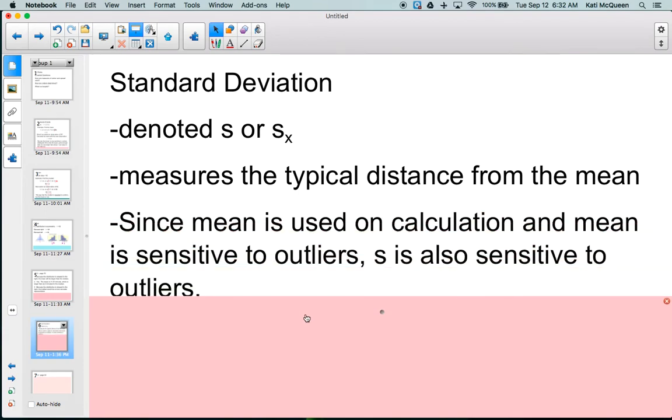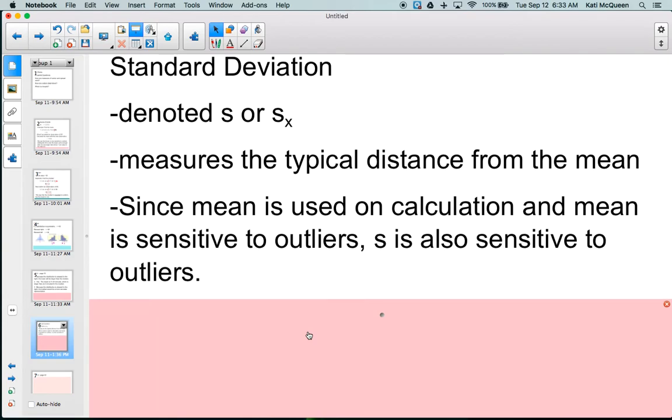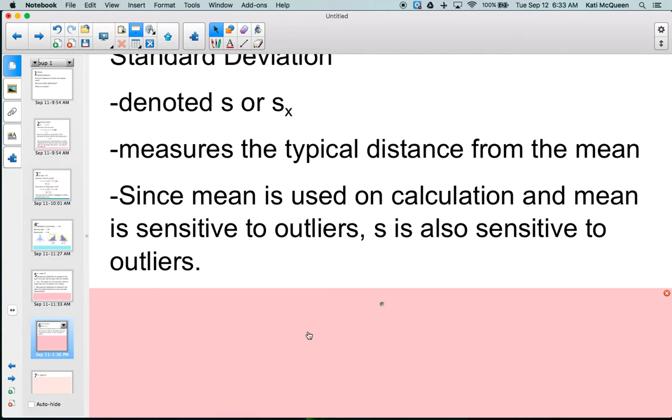All right, now this is kind of referencing outliers here. So we know that the mean is sensitive to the outliers. Standard deviation is based off of mean because I want to know on average how far my values are from the mean. So because the mean is sensitive to outliers, standard deviation is also sensitive to outliers because they kind of go together there. So if you have outliers, just know that your standard deviation is not going to accurately reflect all of your observations because you have that large one in there.